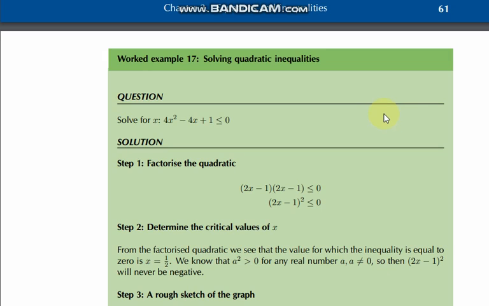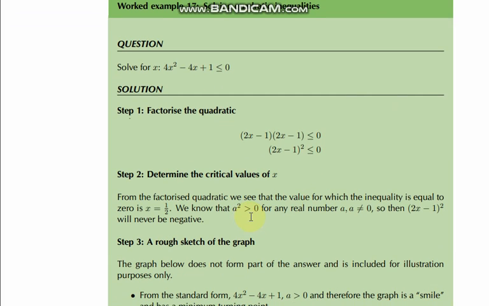Hi guys, let's now look at the second example in our inequalities. We have 4x squared minus 4x plus 1, and if you look at that, you can see from great practice of completing the square that this is a perfect square. So go ahead and factorize that. When you factorize that, that's what you get.